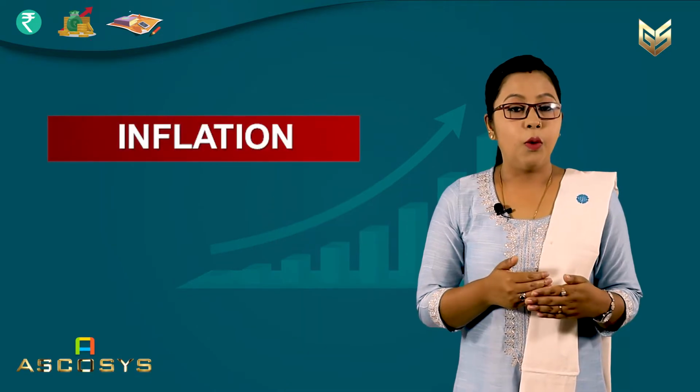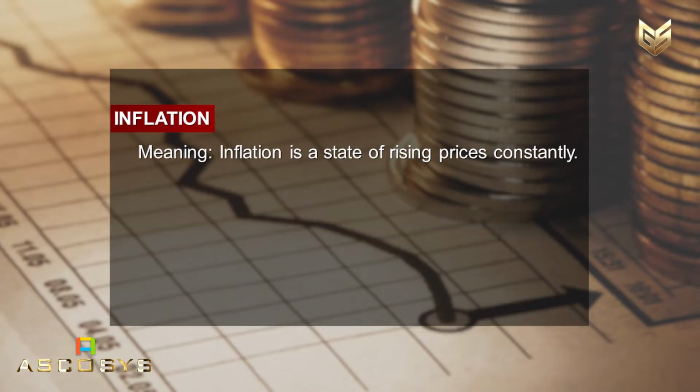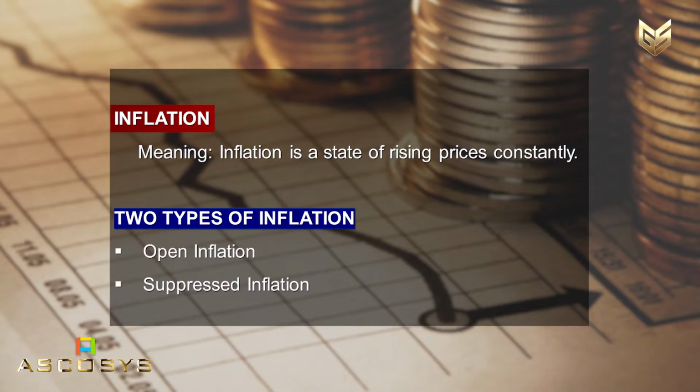Let's move on to the next important topic, which we consider as one of the problems of an economy, that is inflation. What is inflation? Inflation refers to the continuous rise in price of related commodities in a country. Now we are going to discuss two types of inflation that we come across in an economy. Those two types of inflation are open inflation and suppressed inflation.